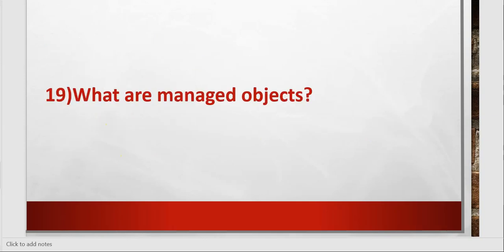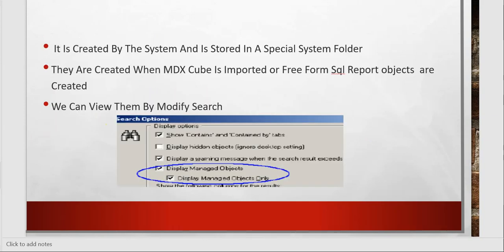What are managed objects? These are created by the system and stored in a special system folder. They are created when MDX cubes are imported or freeform SQL reports are created. We can view them by modifying our search options. Here we have to check display managed objects and display managed objects only.